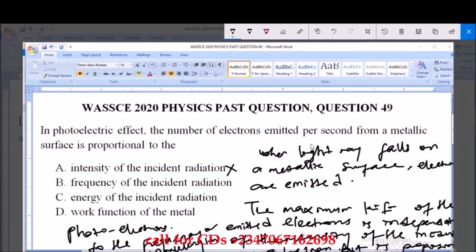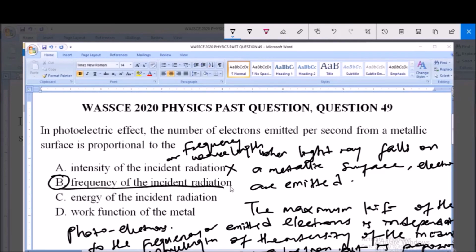So therefore, in the photoelectric effect, the number of electrons emitted per second from a metallic surface is proportional to the frequency or to the wavelength of this incident light. From the options, frequency of the incident radiation is given to us, so we pick it as our answer. It does not depend on the intensity at all. So the answer is option B, the frequency of the incident radiation.